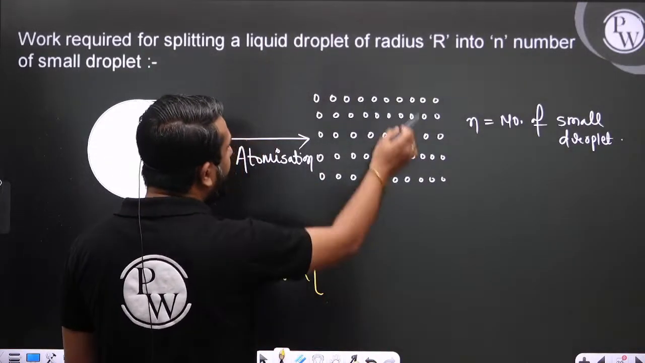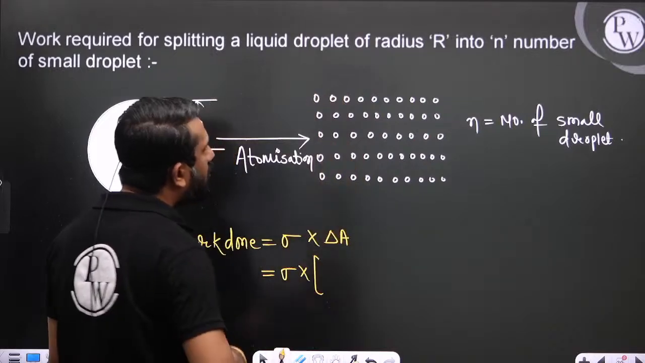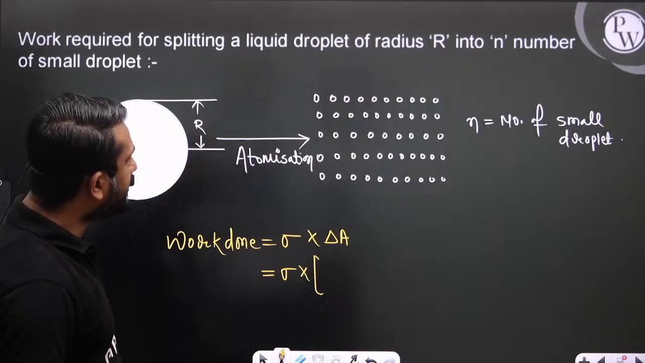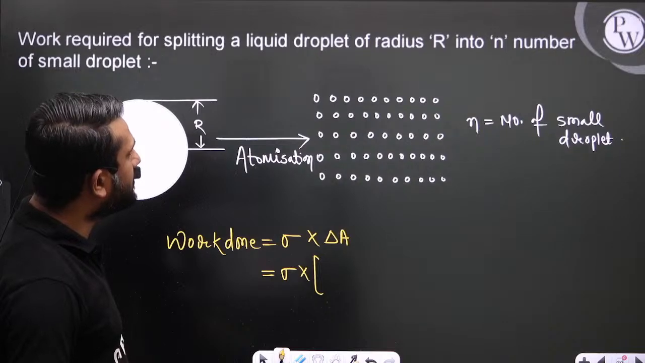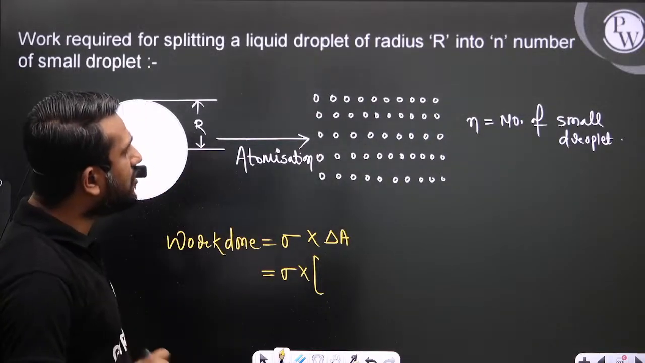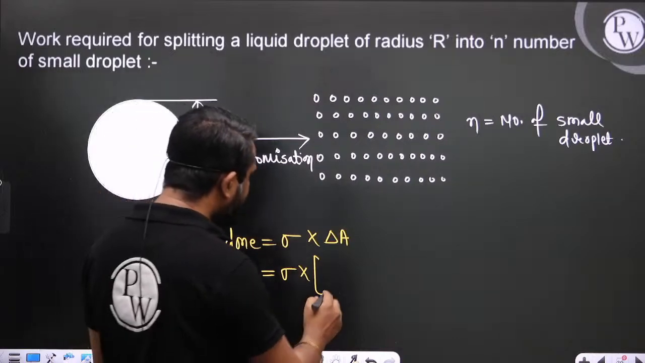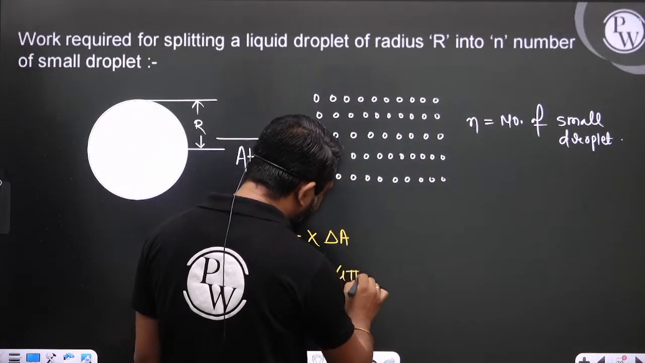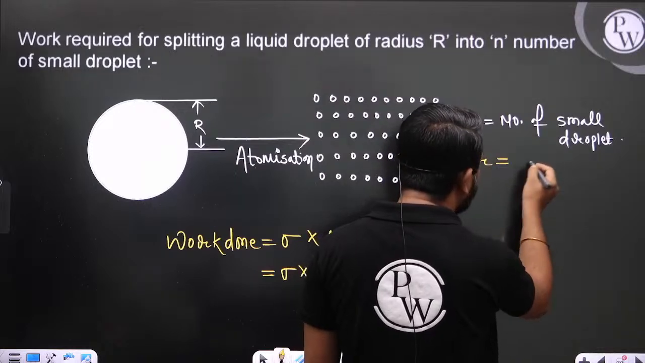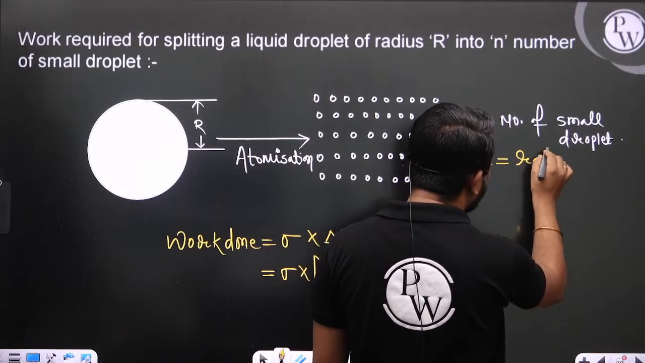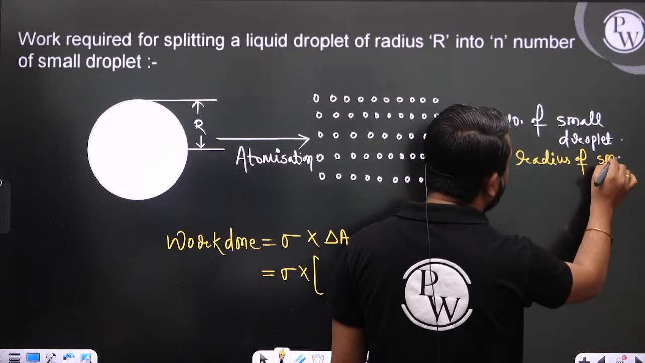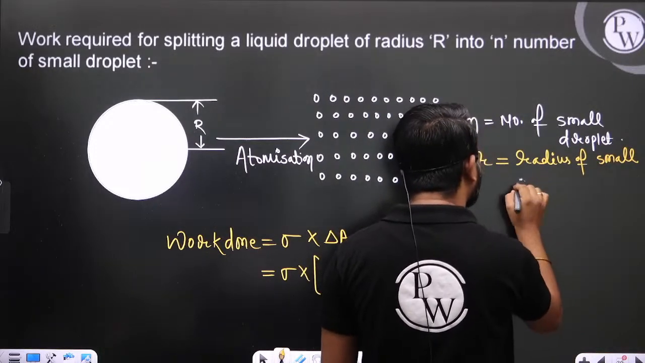Fine. So sigma multiplied by... Now, tell me what is the surface area of these small droplets? Let us consider one droplet. What is the surface area of one droplet? So simple, this is 4 pi r square. And what is the small r? That small r is the radius of a small droplet.